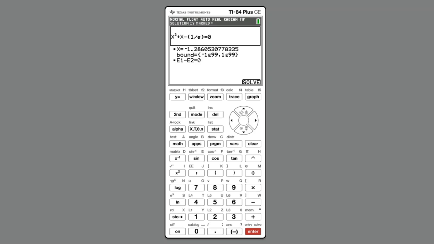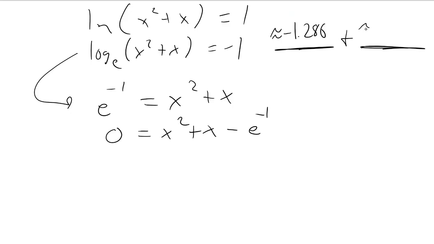So if it's a quadratic and there's more than one answer, you have to type in a different number there, like I'm guessing 3. Tell it to solve again, and then it finds the answer closest to that. So notice it changes, so the other answer is 0.286. Approximately 0.286.